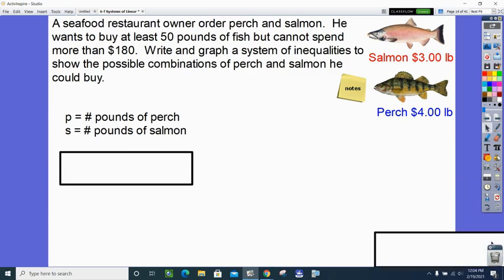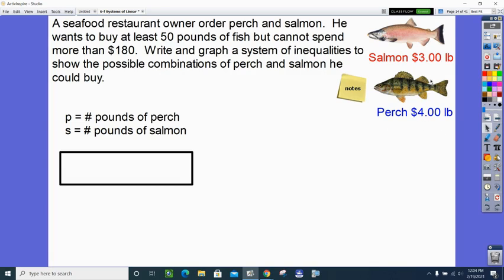So now, can you write 2 inequalities using the P and the S and the numbers up here in the problem? And let's see if we can solve this real world inequality problem. Okay, so there's going to be 2 inequalities. One is going to be sort of a total fish inequality, and one is going to be a total money inequality.